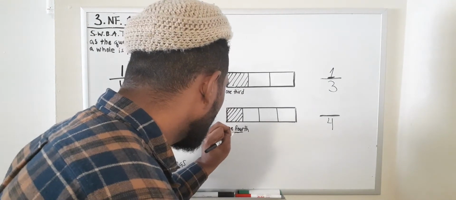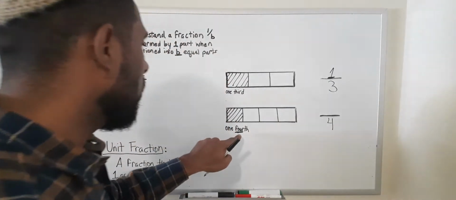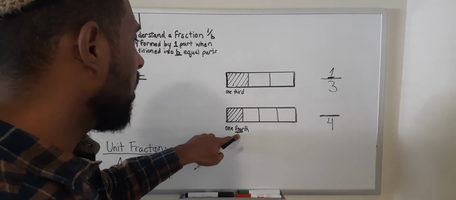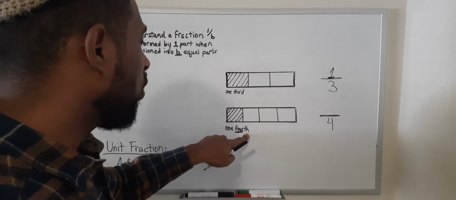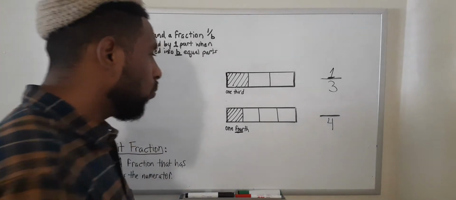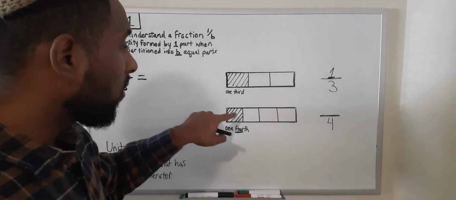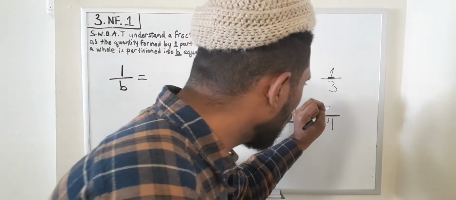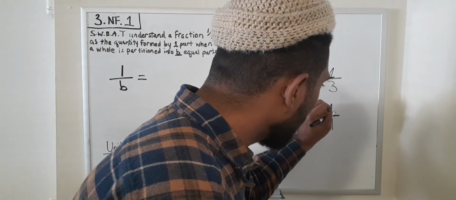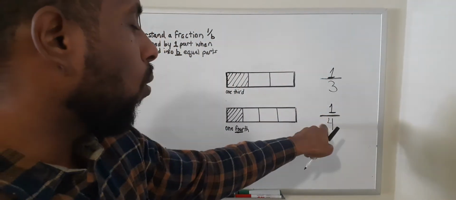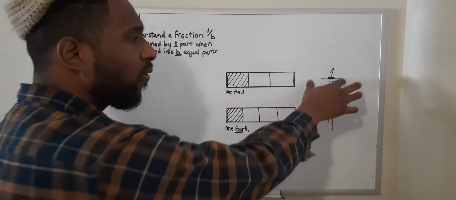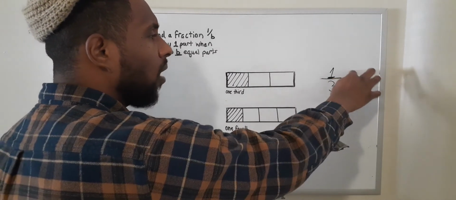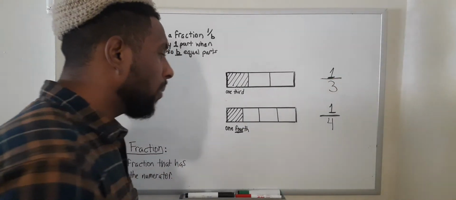F-O-U-R-T-H. We have 4 equal parts. As we look here, we have 4. We can see that that word is present in the word fourth. So we have 4 equal parts. I have 1/4 shaded. So over here, my numerator would be 1. I have 1/4. And remember, our fraction bar separates our numerator from our denominator.